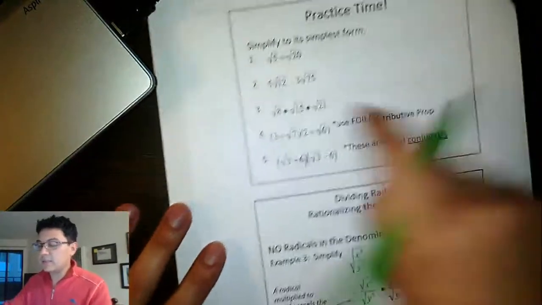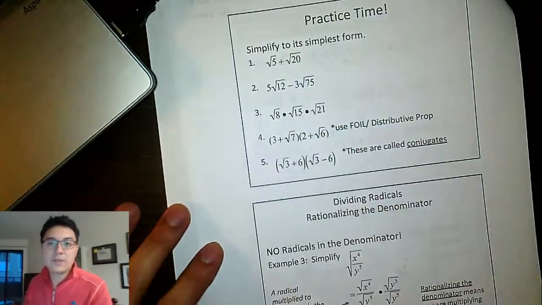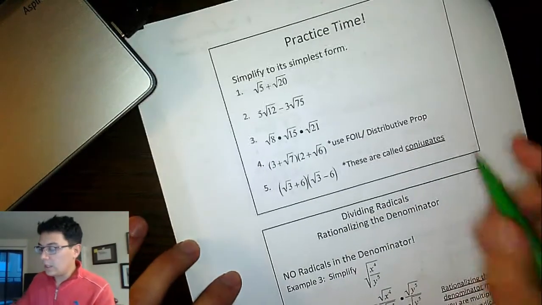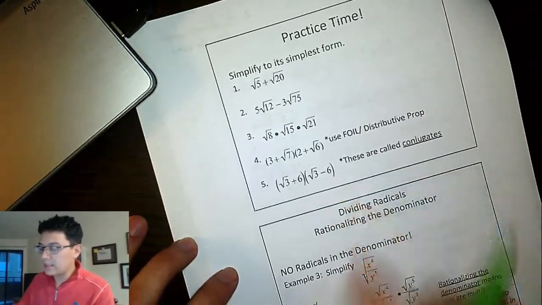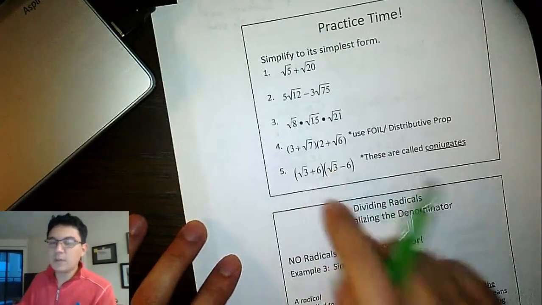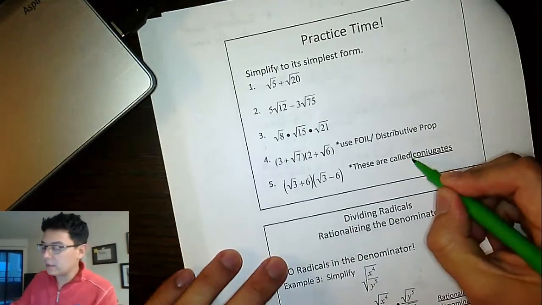Turn the page. Simplify these to the simplest form. So you're going to have to reduce these. I'm going to do the first one for you, and then I want you to try the rest of them on your own. And then we're going to talk about conjugates. Go ahead and just FOIL these out, and we will talk about conjugates in class.